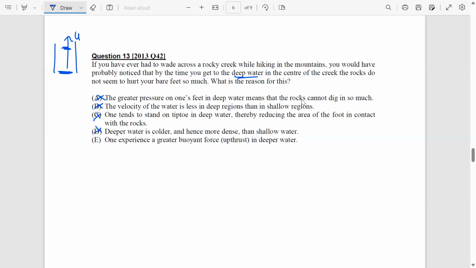E: one experiences a greater buoyant force in deeper water, which is the reason why there'll be less normal force. So let's say this is your leg, the weight of the leg, the normal force N, and the upthrust. So it is the upthrust that is larger that causes the N to be smaller because your W stays the same. Okay, so answer is E.